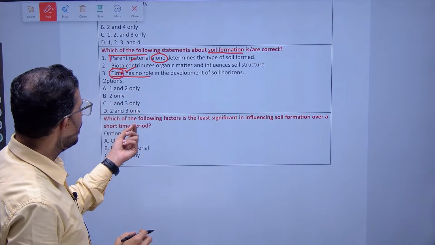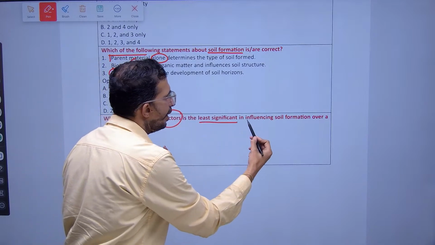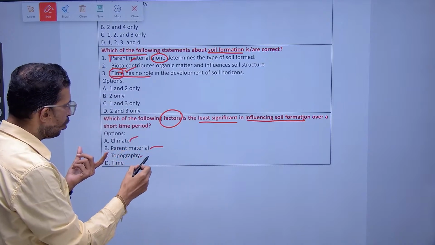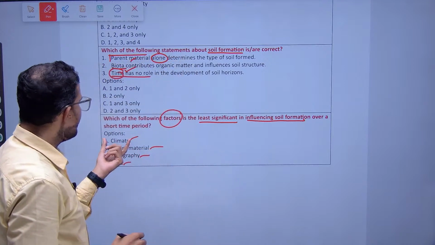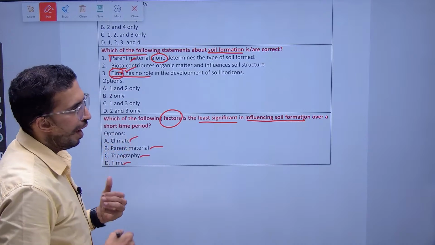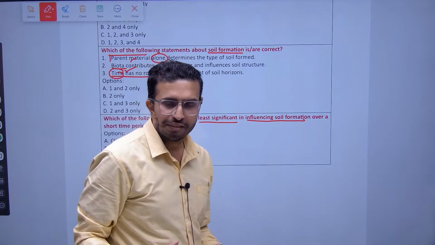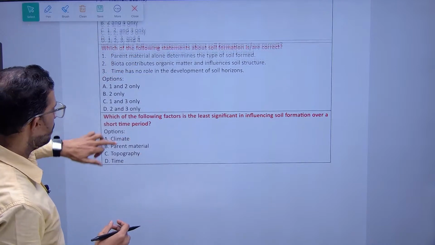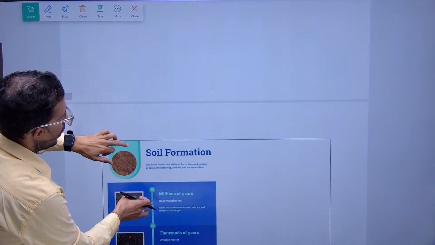Then next question, which of the following factors is the least significant in influencing the soil formation? They have given the option: climate, parent material, topography, and the time. The new factor added as compared to the previous question is the climate. So we have to see which is the least significant factor which affects the formation of soil. Then coming to the next topic, that is the soil formation.